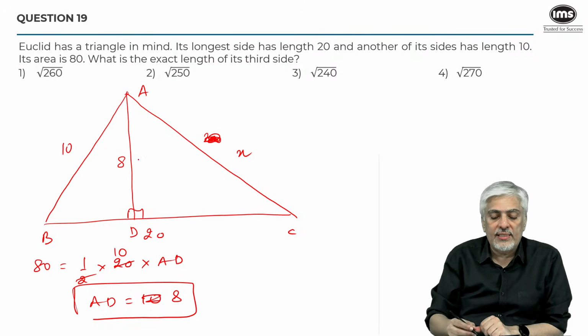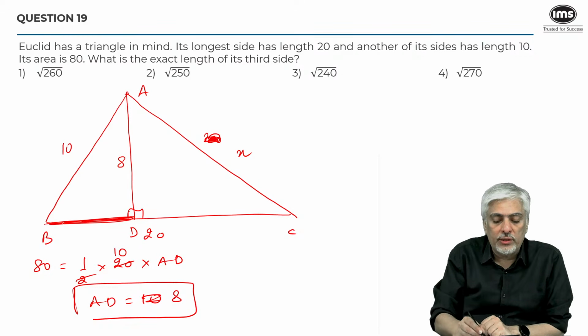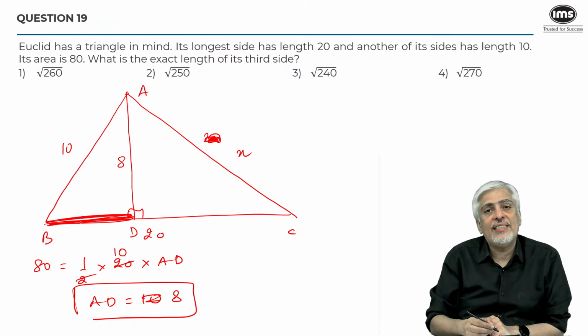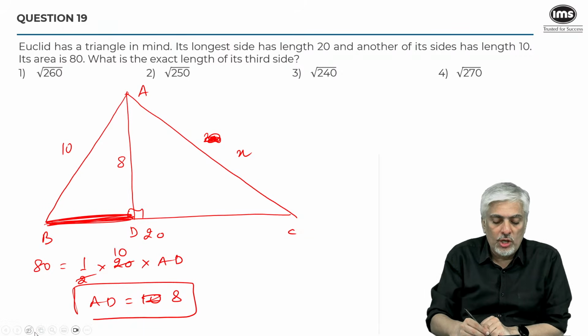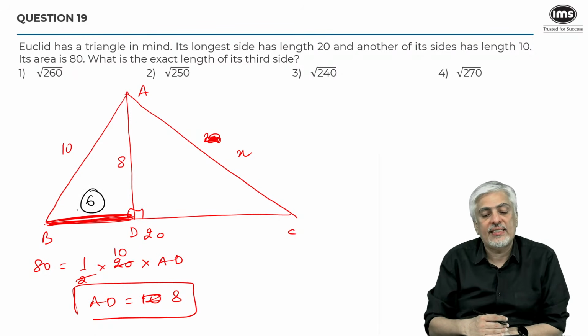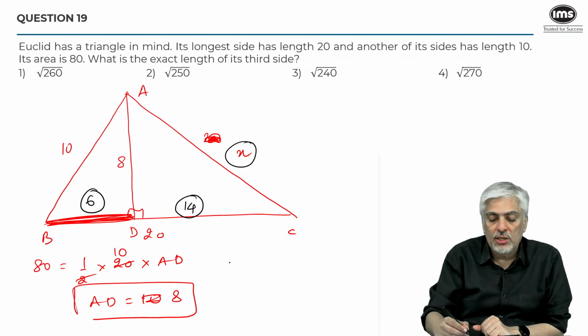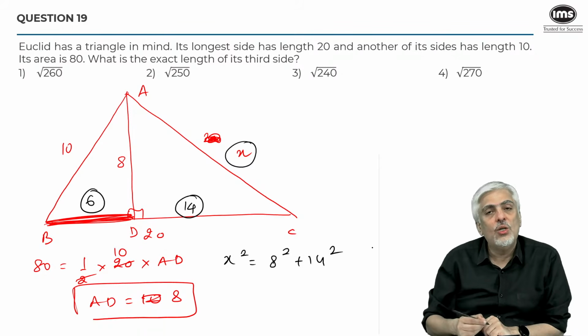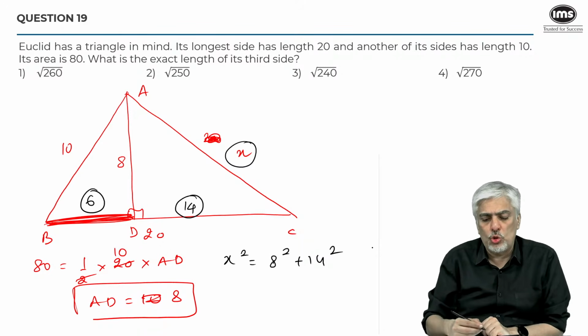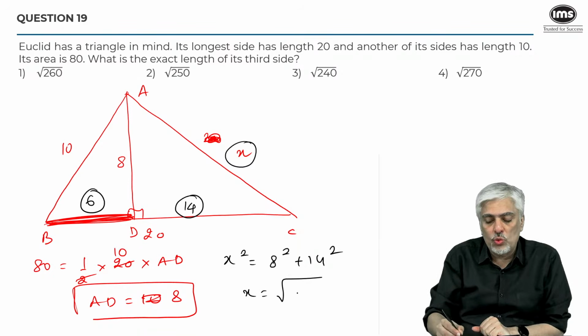Once I got this, I have to find this by Pythagoras. Luckily, it's a direct Pythagoras triplet, so I don't have to solve. If anybody is solving, they are wasting time. This is 6. So therefore, this is 14. And now you can just find x using Pythagoras. So x square is equal to 8 square plus 14 square. 196 plus 64 is 260. So x is square root of 260. First option.